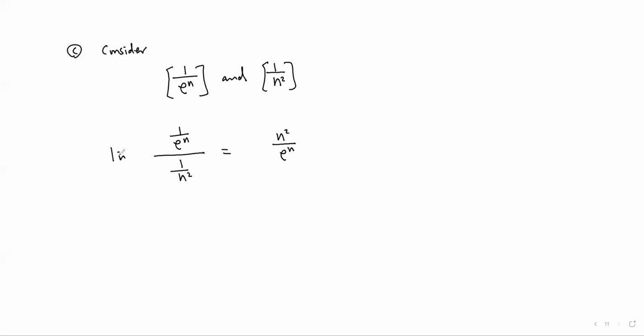Let me compute the limit, because I have seen the limit is 0. How to find this limit? L'Hopital's rule. Take the derivative with respect to n. Then we get that the limit is 0. So therefore, 1 over e to the n converges to 0 faster than 1 over n squared. So we have 1 over e to the n is little o of 1 over n squared.